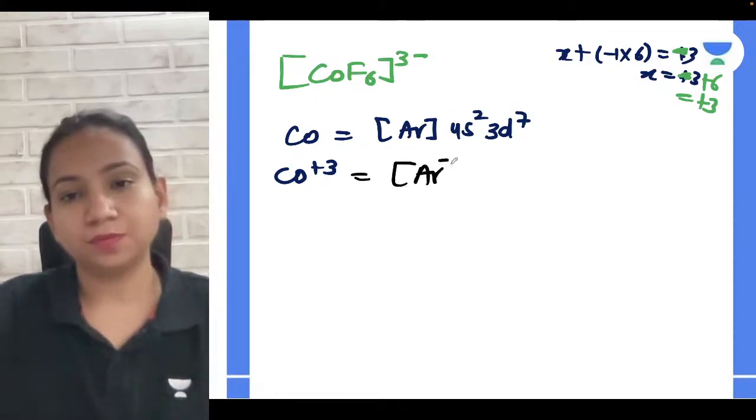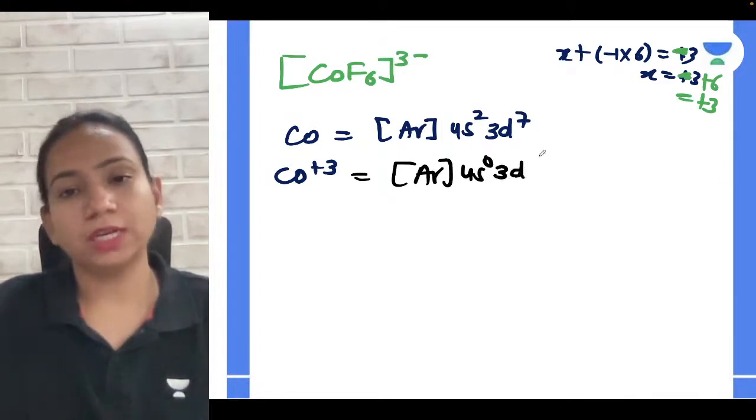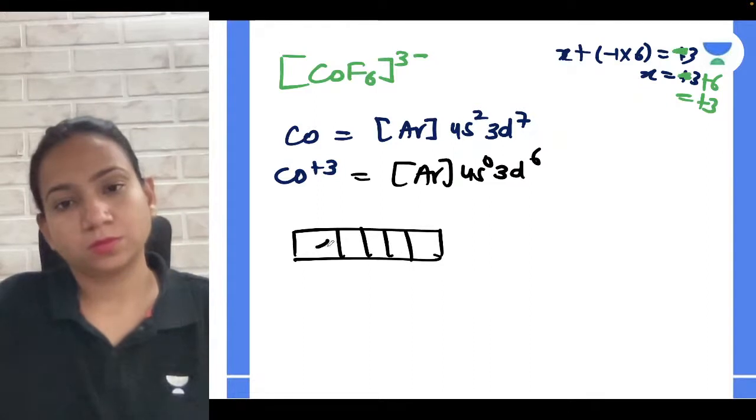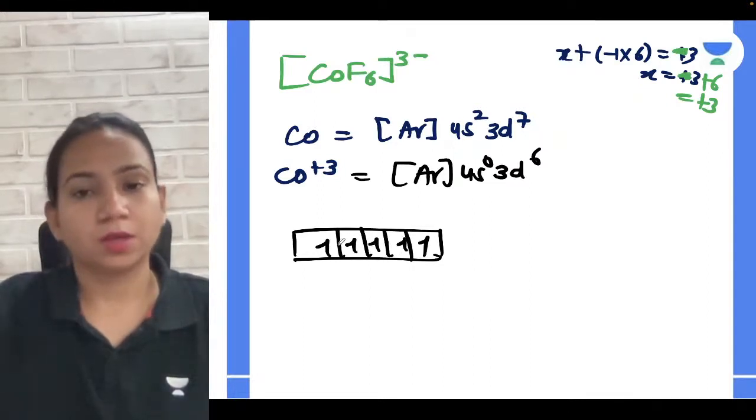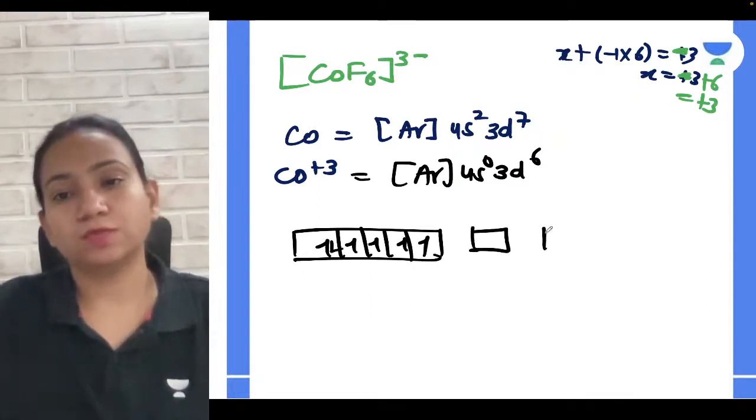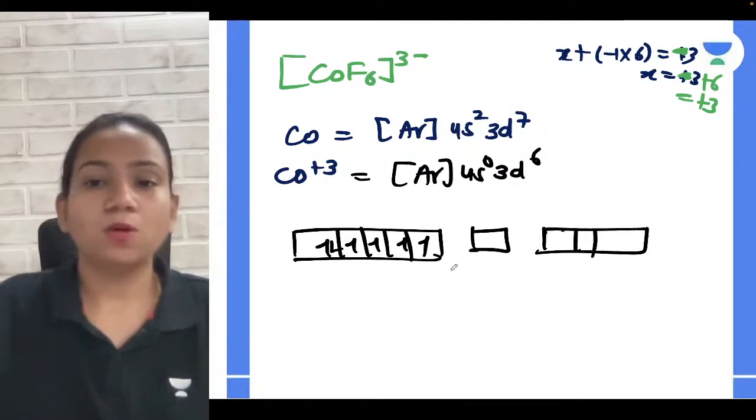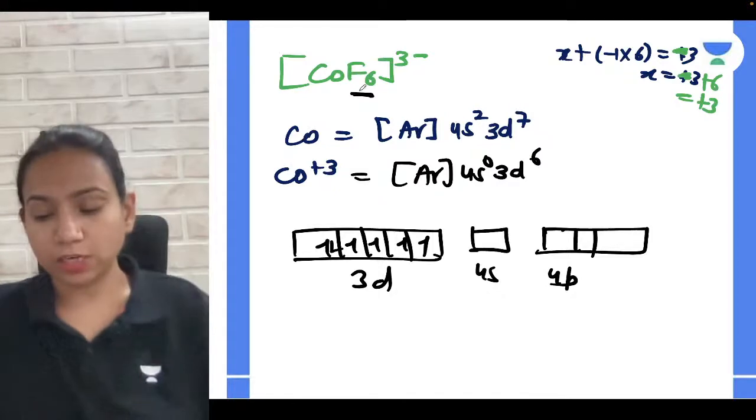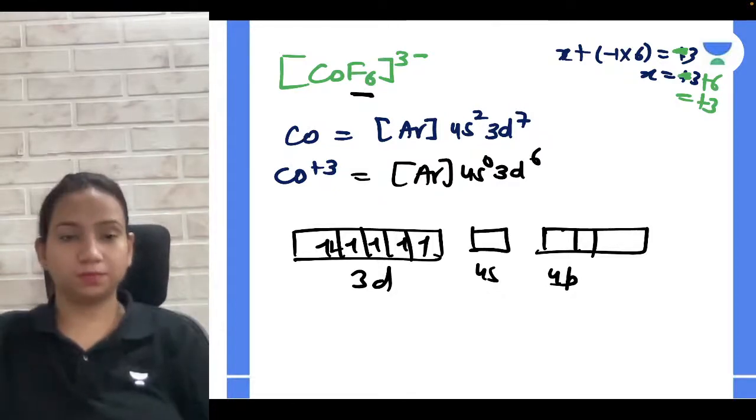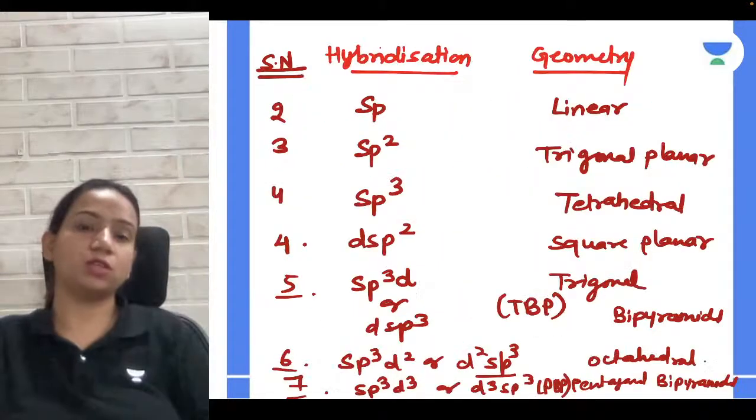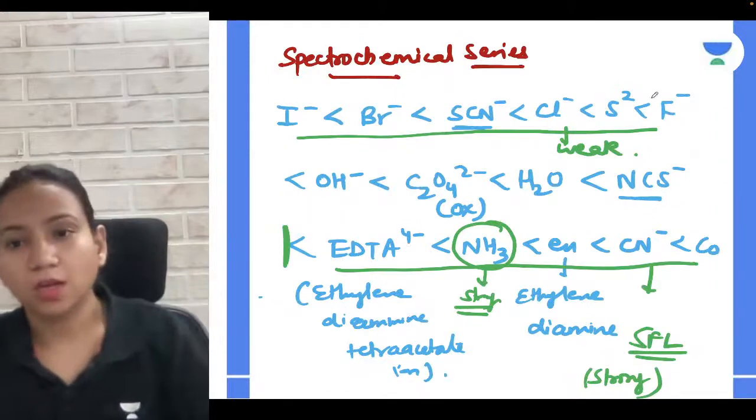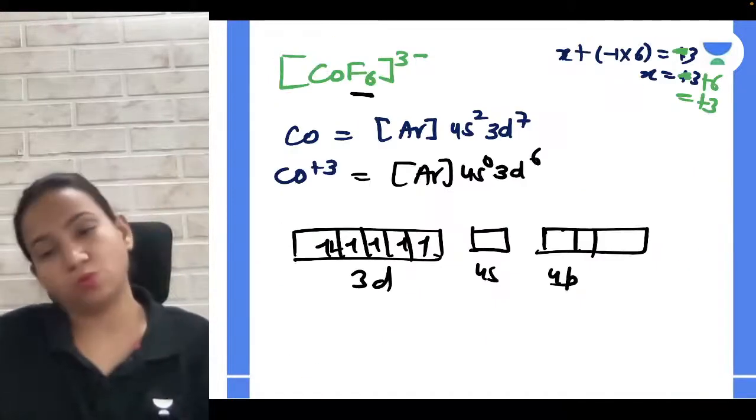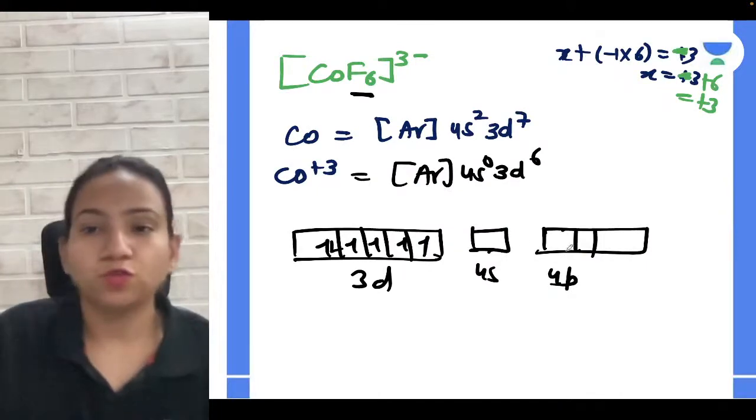Again it will be argon 4s0 3d6, but you have 4s and 4p. Now after making this configuration, I will check whether fluorine is a strong ligand or a weak ligand. Tell me, everyone. Fluorine is a weak ligand. So will it be able to do the pairing? No pairing. So for 4s 4p, it requires 6.